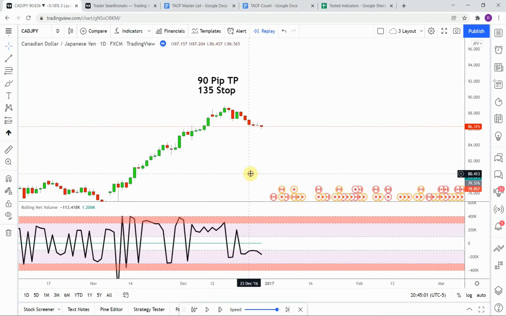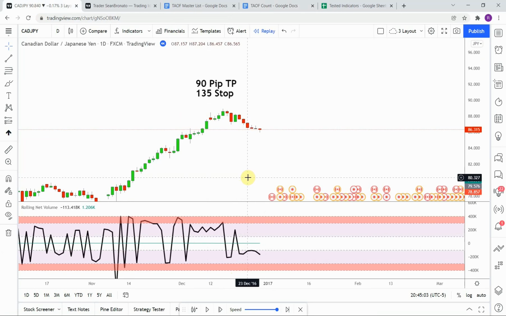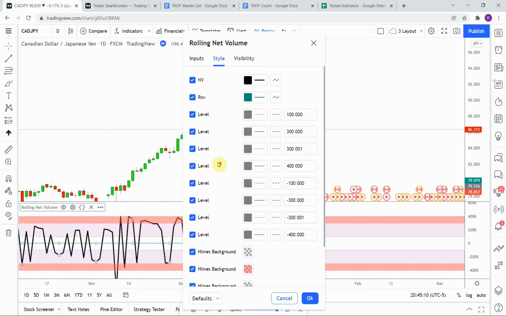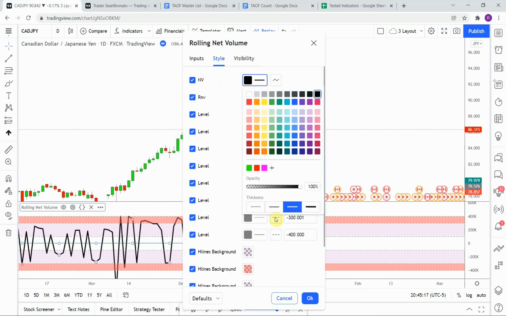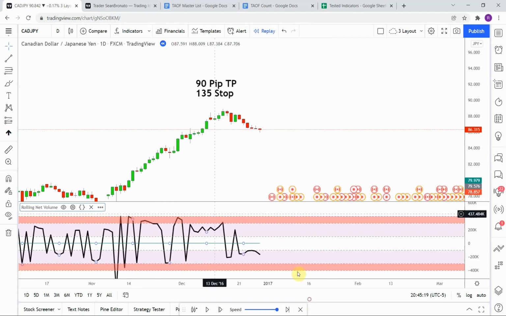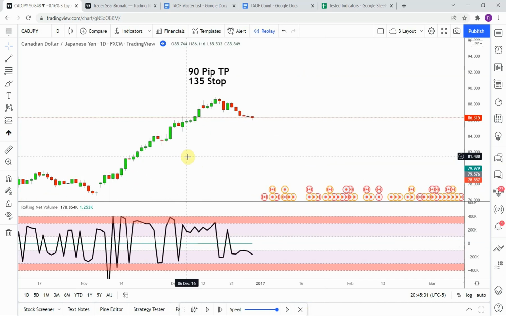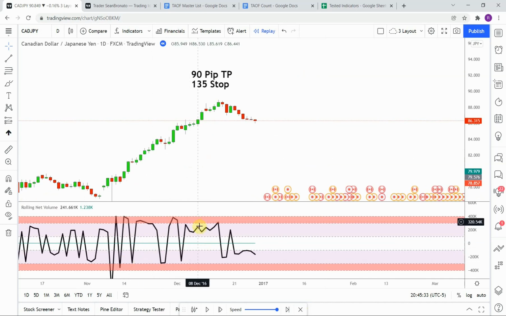Alright, so today's indicator is the rolling net volume indicator, and you can see it here on the bottom of the screen. I made a slight modification to this. This NV right here was originally yellow and a little bit smaller in its weight, a little bit narrower, not quite as bold. So I changed that to black, and I bumped up the weight of that line a little bit, so that way we can really see that line and what's happening with it, because that's what we are paying attention to.